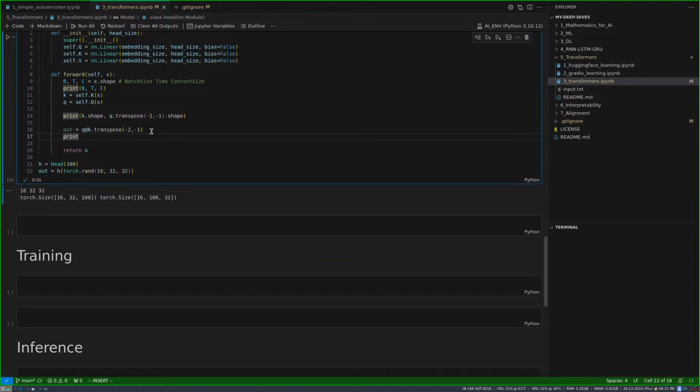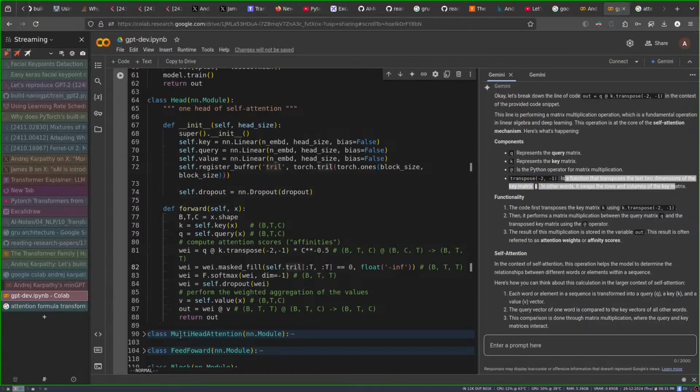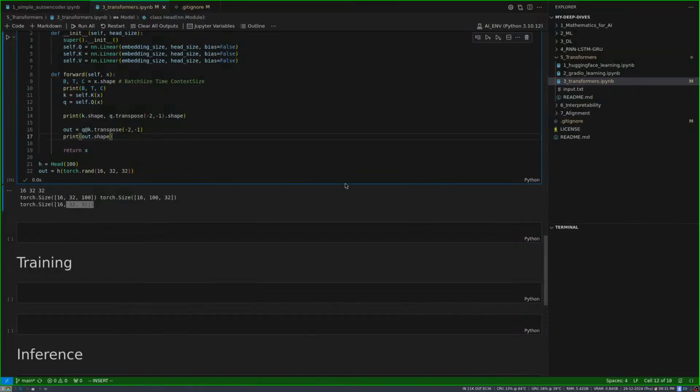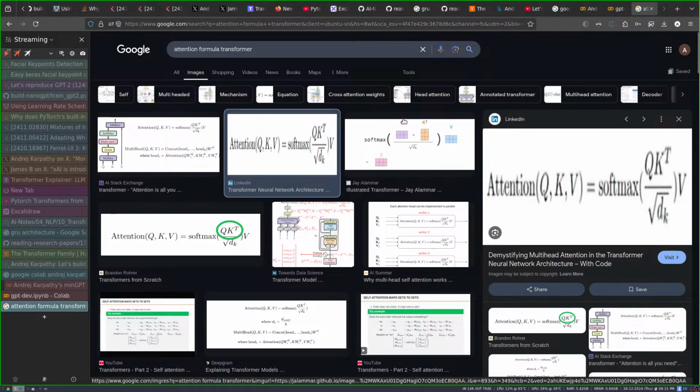Okay, now what is your shape? 16, 32, 32, that makes sense. Now what should I do? I should divide this by the square root of dk. Okay. Out equals out divided by the power of dk.